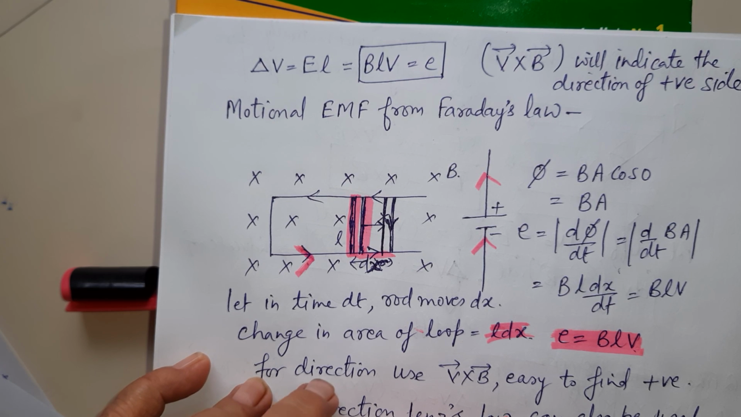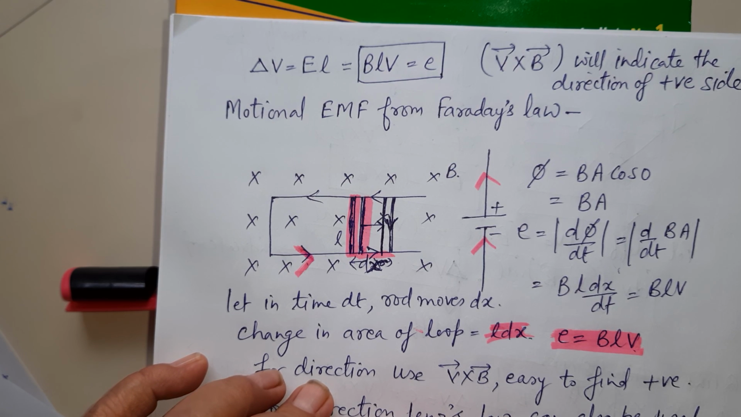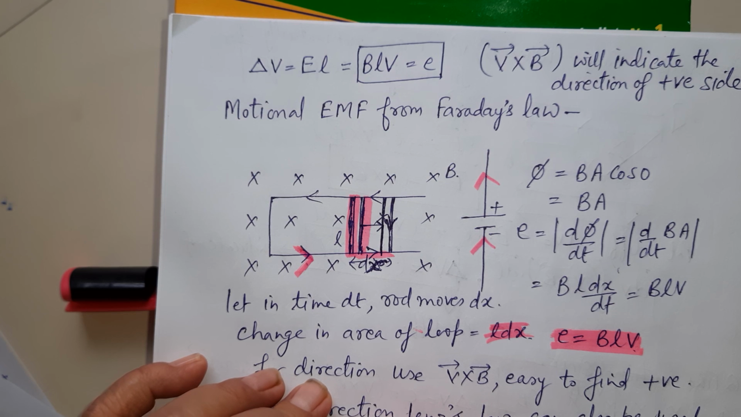So in the next class we will discuss different cases. Here we have discussed only the case when E, B and L are mutually perpendicular. In the next class we will take the general case in which they can make any angles.